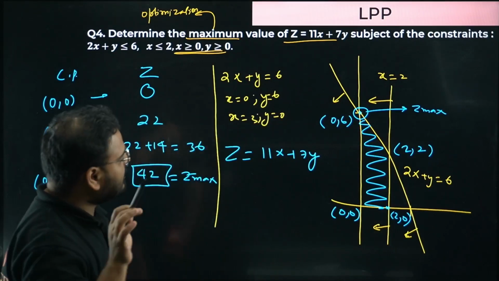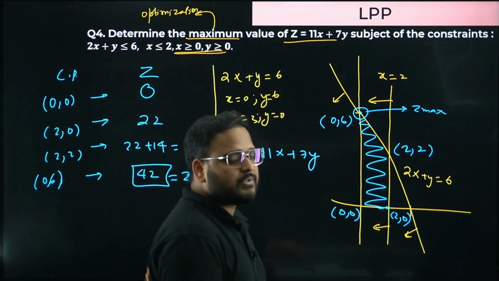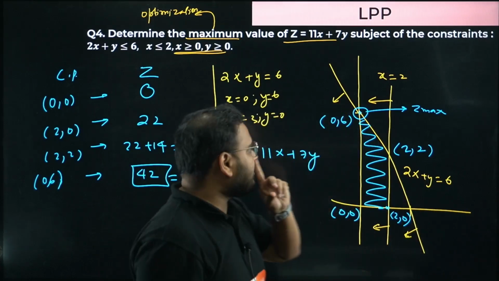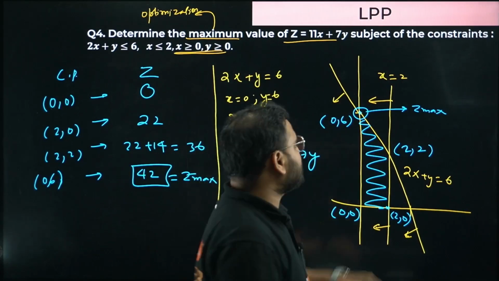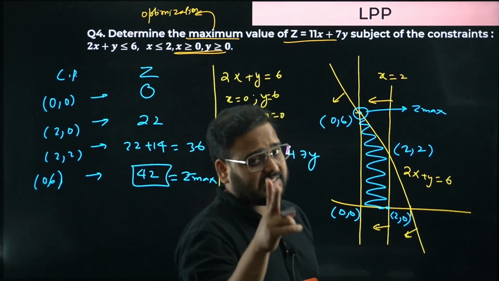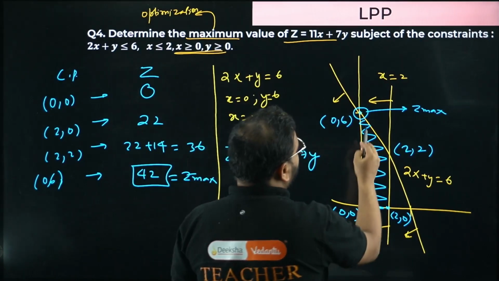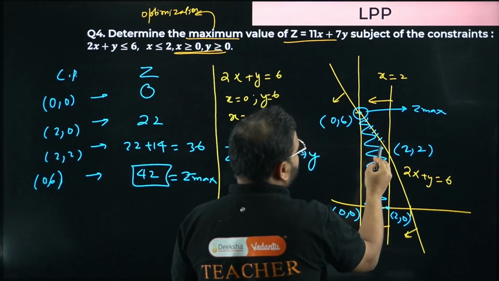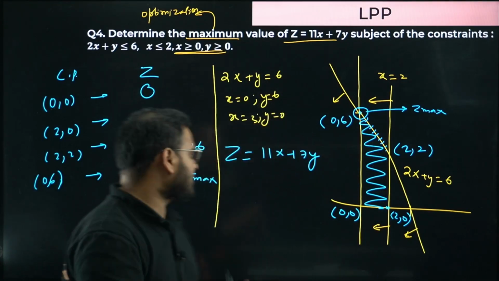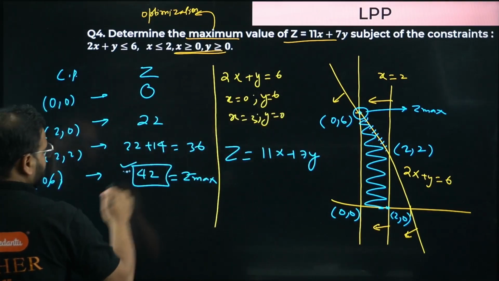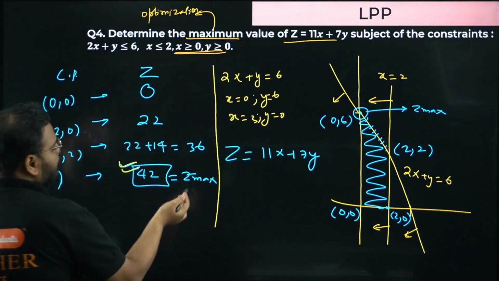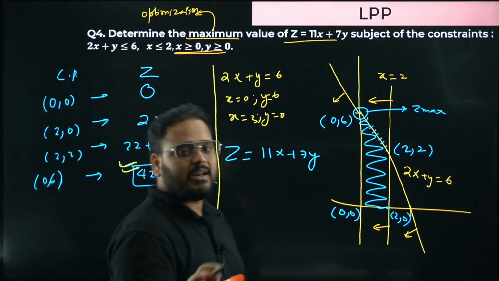Now I want to tell you one more thing. In some cases, you'll find two maximum values. In that case what will happen? Let's say there were two points, this and this, as maximum value in some other question. But for this question the answer is over here, please check. This is your answer, no problem whatsoever. 42 is the maximum value. We are done with the question.